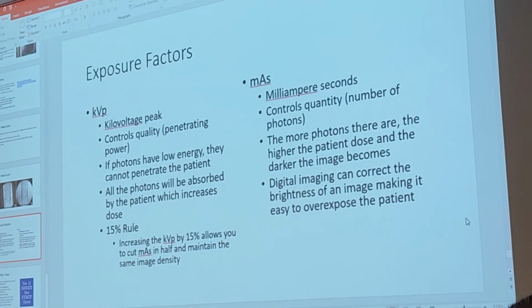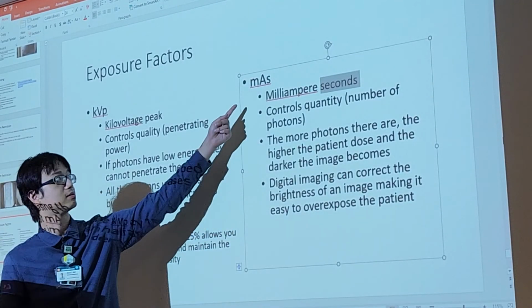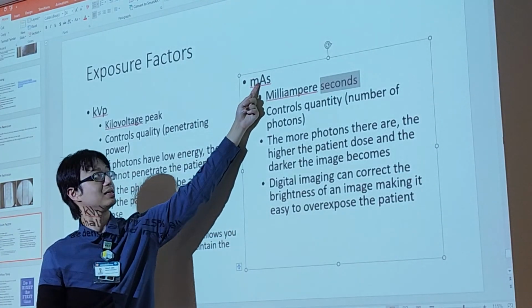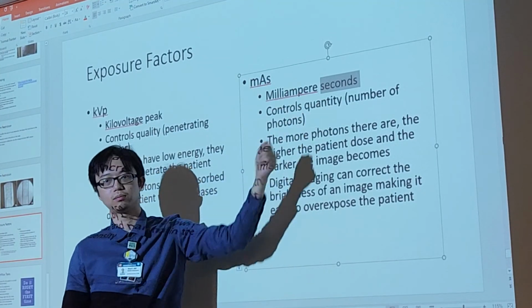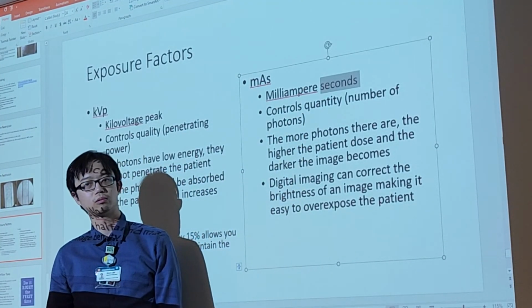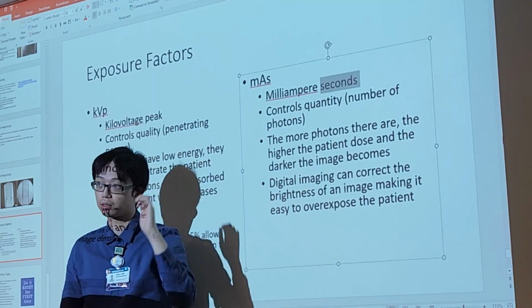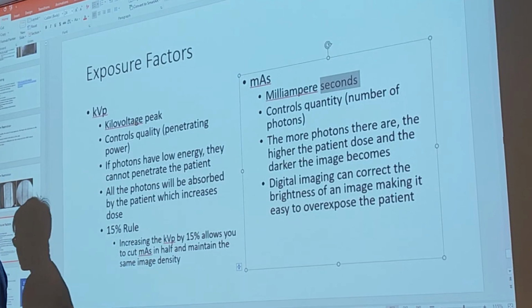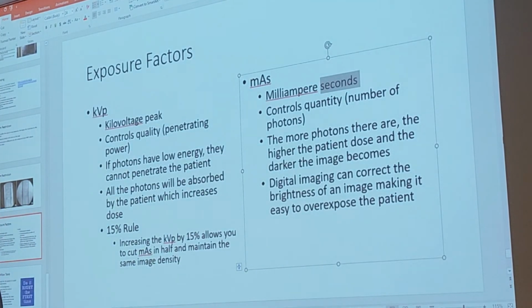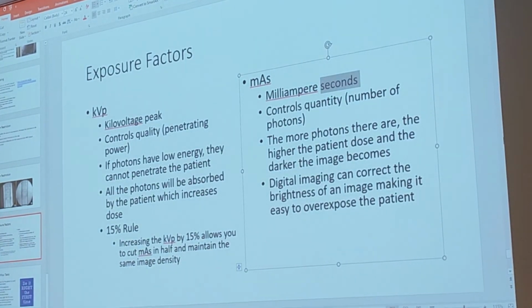Milliamperes mass is when it's milliamperes, right? So mass includes time. Which one is the mass, sir? What do you mean? Milliampere is mass, sir. MA is milliampere, but that's the seconds. Then which is mass, sir? Milliampere and seconds together create mass. Oh, together they create mass. You need to take both of them into account to get your quantity.